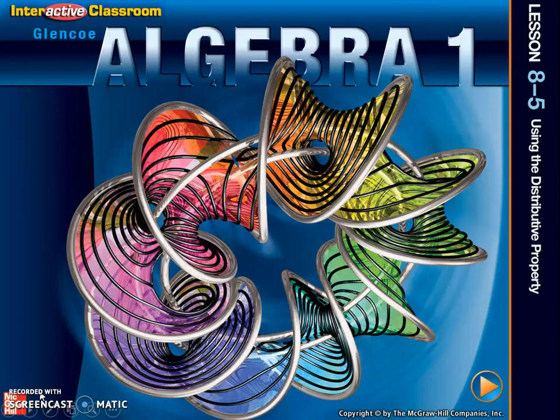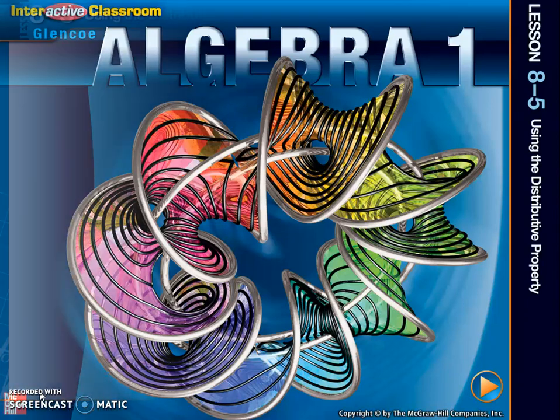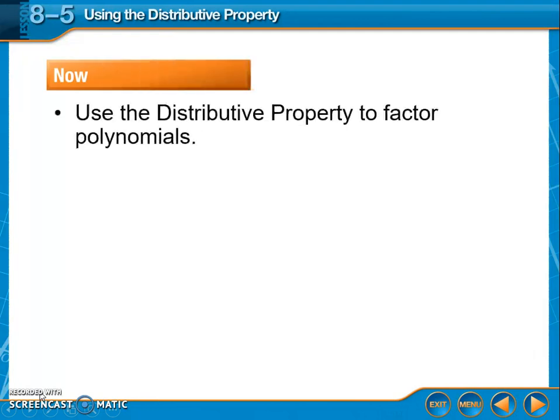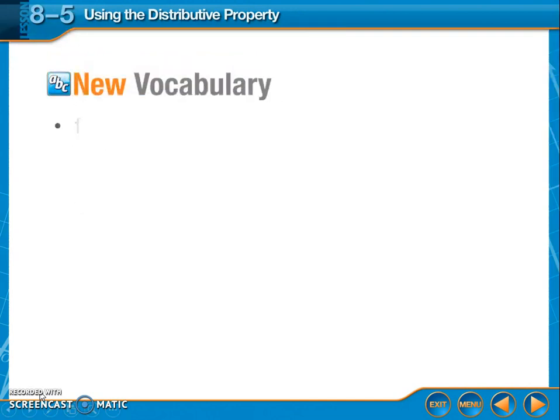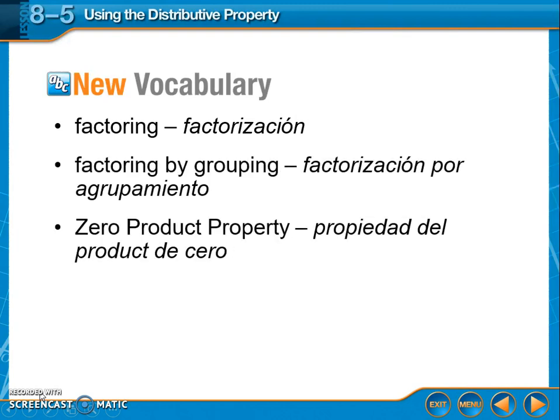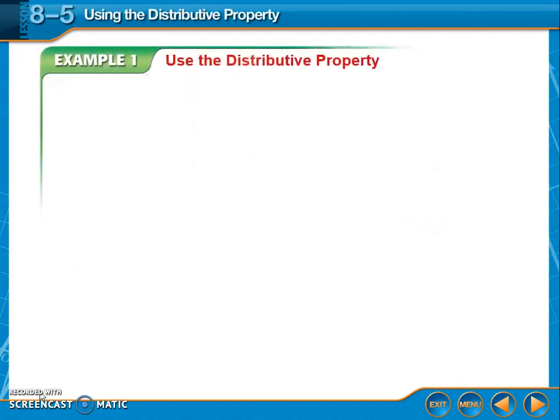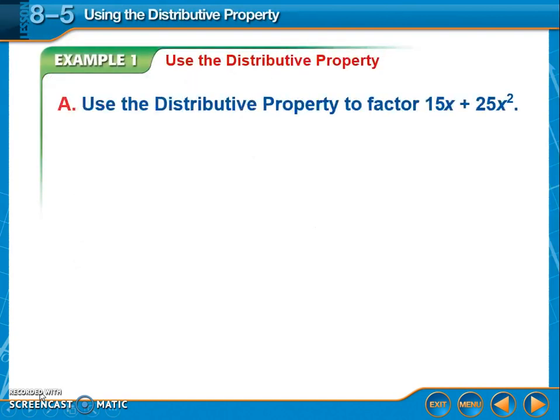Lesson 8.5 is on using the distributive property. In this video, you will learn to use the distributive property to factor polynomials and solve quadratic equations of the form ax squared plus bx equals 0. Vocabulary for this section includes factoring, factoring by grouping, and the zero product property.